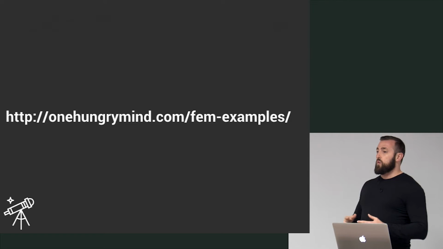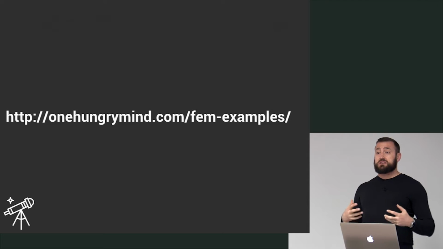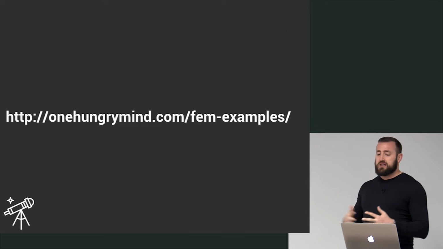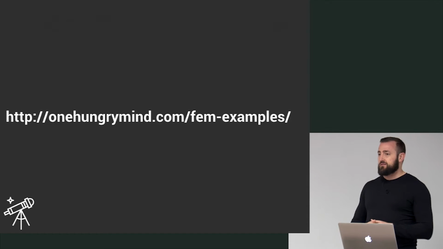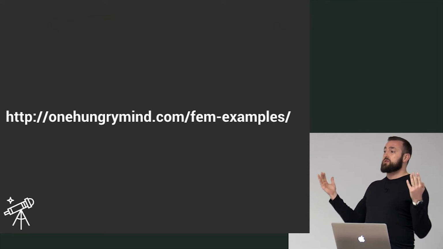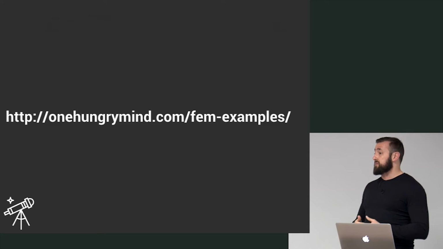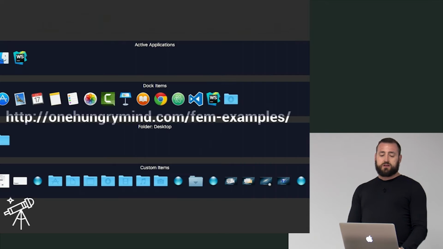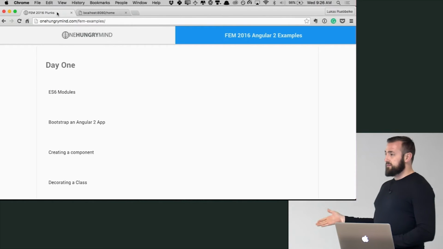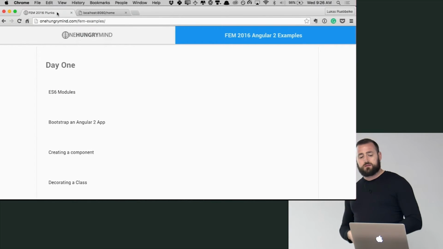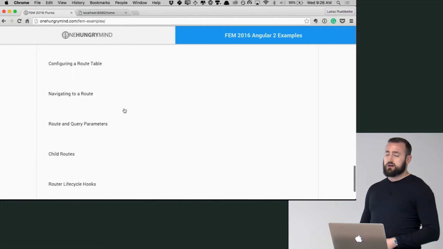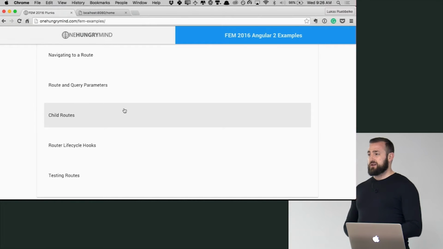With that said, one of the biggest requests that came in is that we'd really like to see working examples of things. I know that Ward Bell is doing a valiant effort in the documentation. But even I find myself asking, how does this thing even work? And then you start scouring the internet for plunks. So what I have done is, if you go to onehungrymind.com/FEM-examples, you can see a ton of plunks here that we've generated.